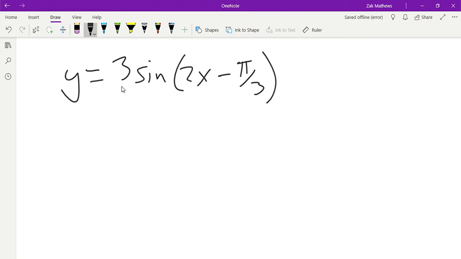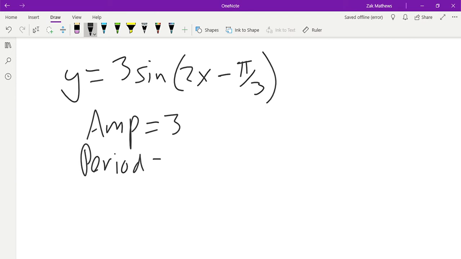So I see that 3 sitting out front. Like we said before, that is affecting the amplitude. Our amplitude would be equal to 3. The period will be equal to 2 pi divided by the b. Our b was 2, and so we get just pi here.